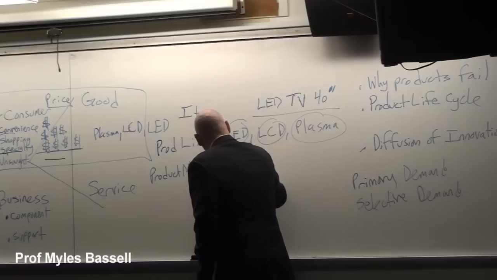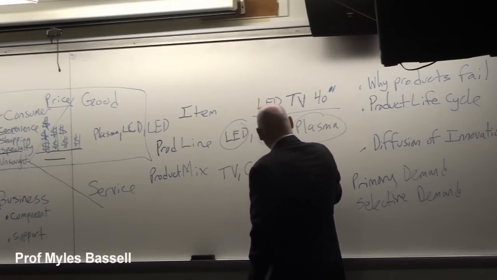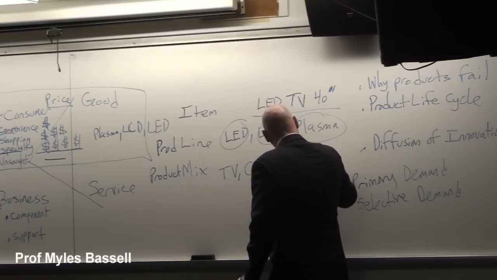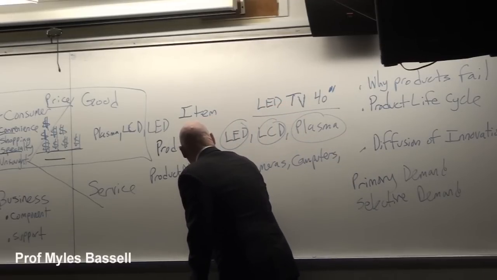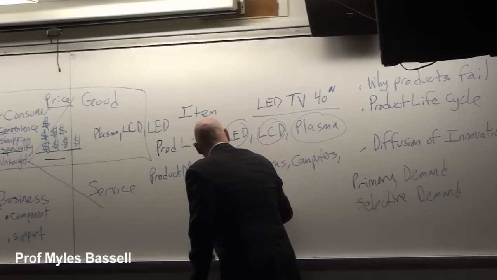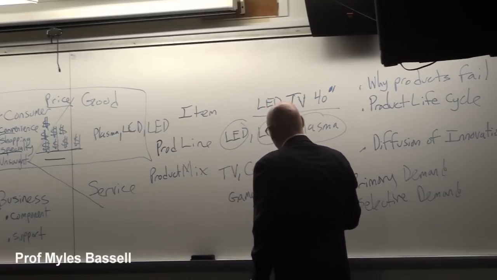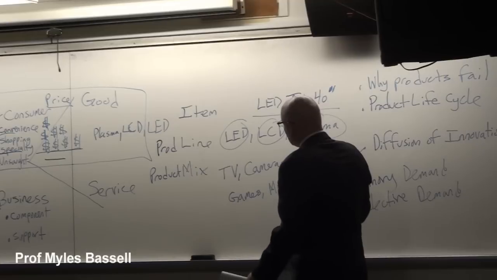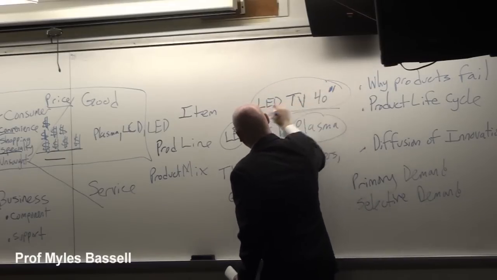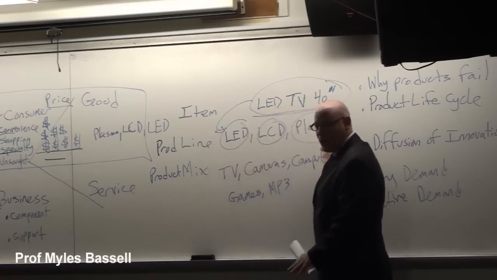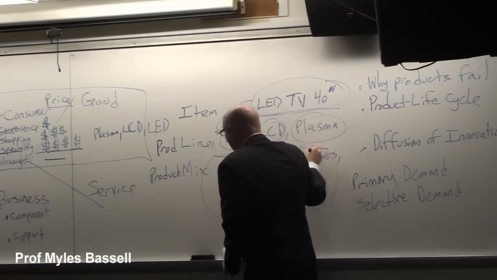TVs, cameras, what else? Computers. What was it? PlayStation. Video games. Games. So this is another example of we have an item. We take all the items, we group them together to have a product line. Then we group together all our product lines, and that's our product mix.